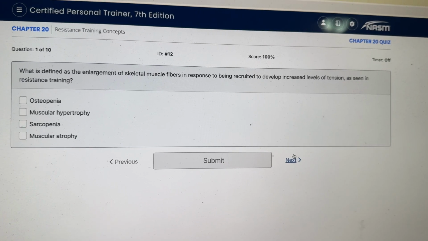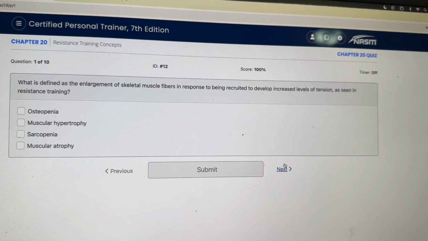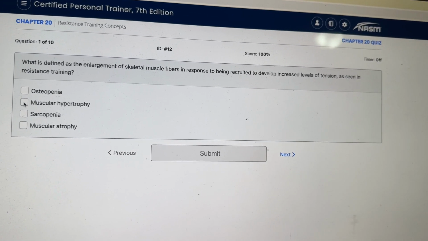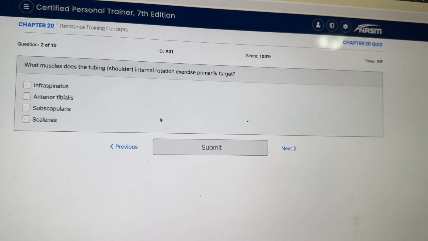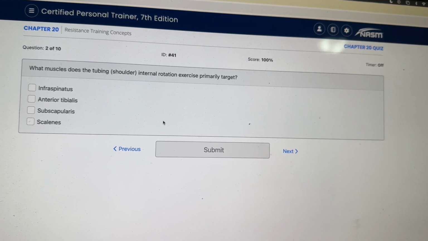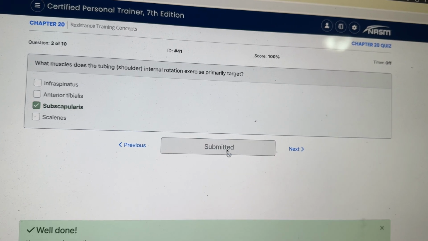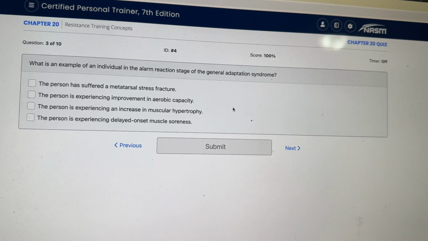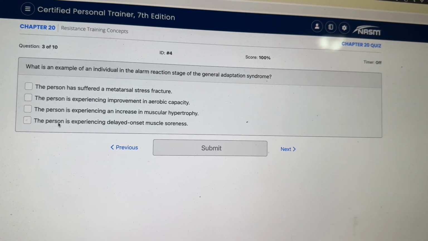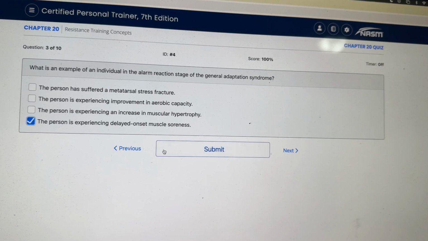What is defined as the enlargement of skeletal muscle fibers in response to being recruited to develop increased levels of tension as seen in resistance training? Hypertrophy. What muscles does the tubing shoulder internal rotation exercise primarily target? Internal rotation, I'm going to say sub. What is an example of an individual in the alarm reaction stage of the general adaptation syndrome? The person is experiencing delayed onset muscle soreness.